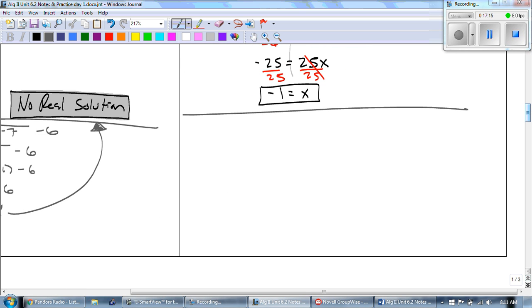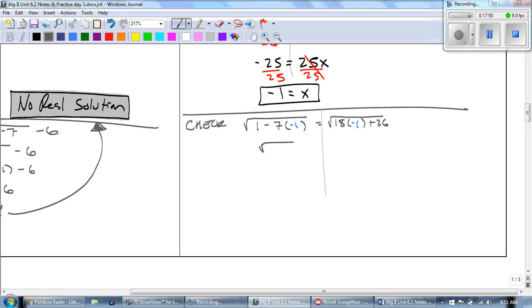So is that our final answer? I don't know. We have to check it. Okay, so we have the square root of 1 minus 7 times negative 1. I'm going to check to see, does that equal the square root of 18 times negative 1 plus 26? Okay, so we're going to plug in negative 1 to both of those.